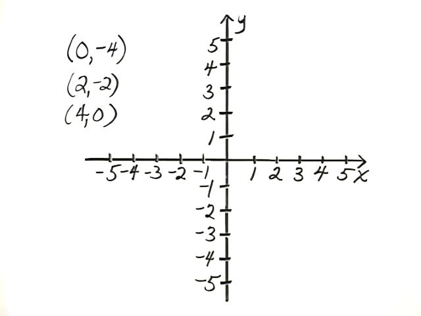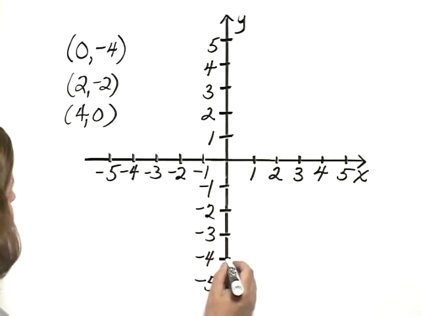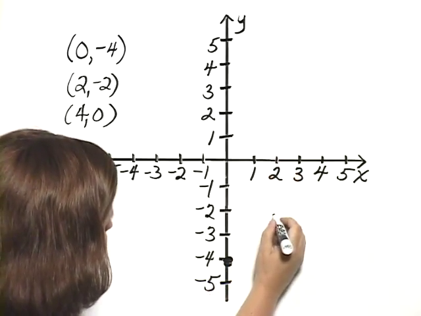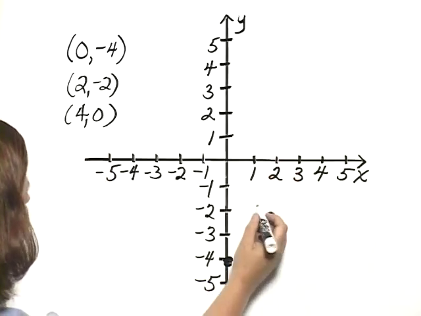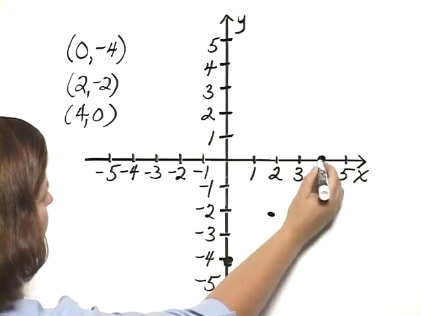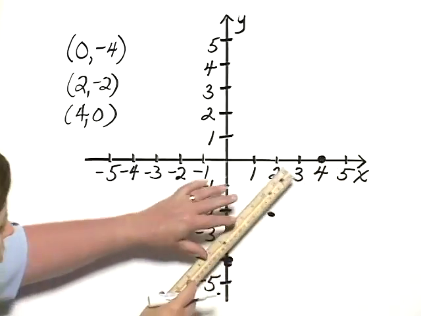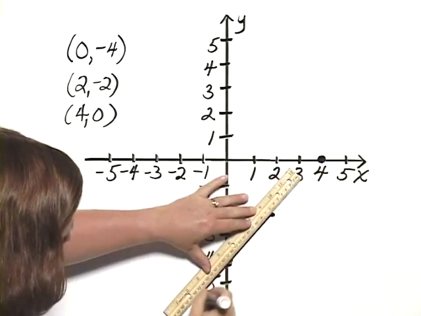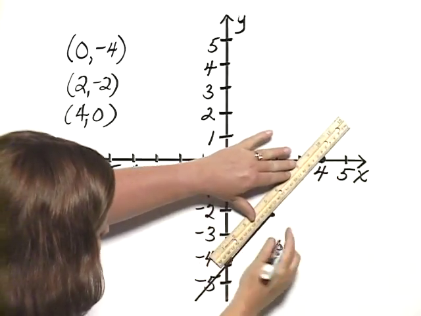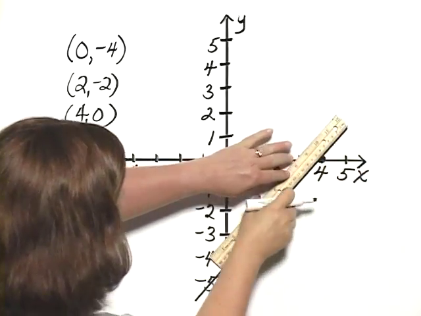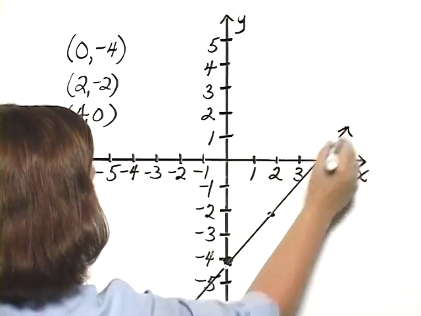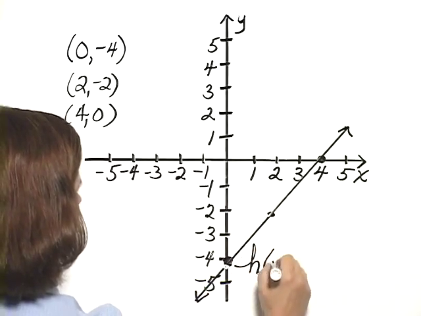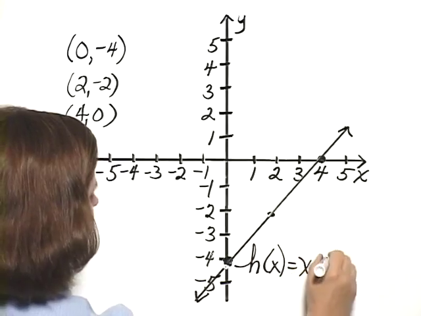Now let's plot these points. We have 0, negative 4, 2, negative 2, and 4, 0. We draw the line, and then we'll label it. First of all, we draw the graph, and then we label it with h of x equals x minus 4.